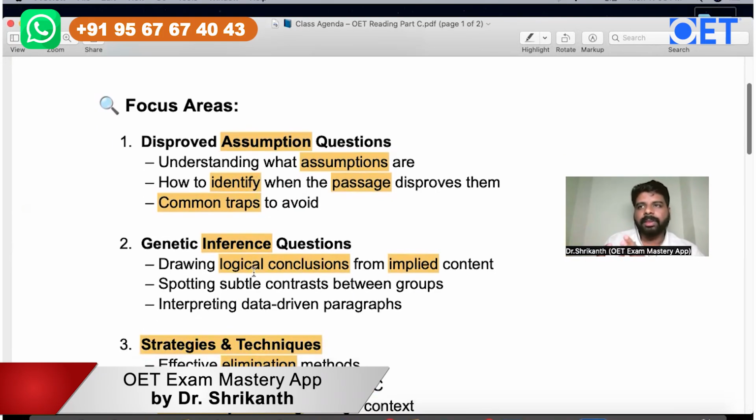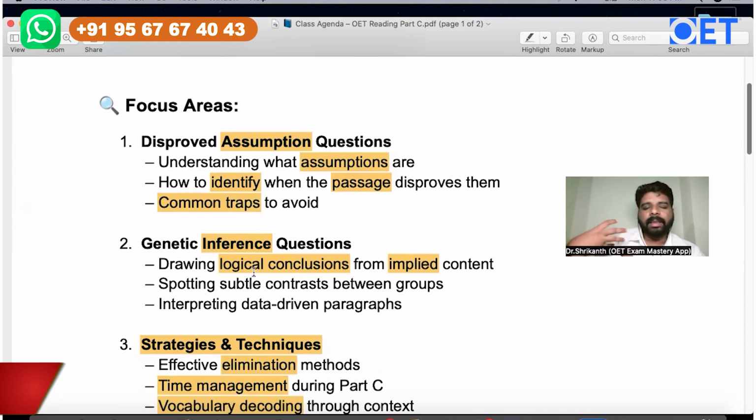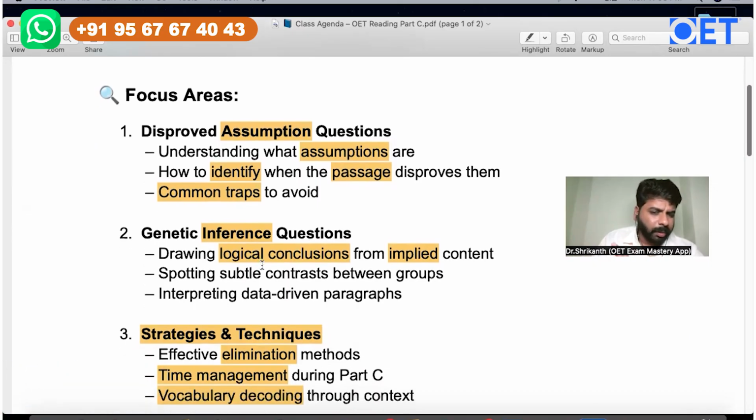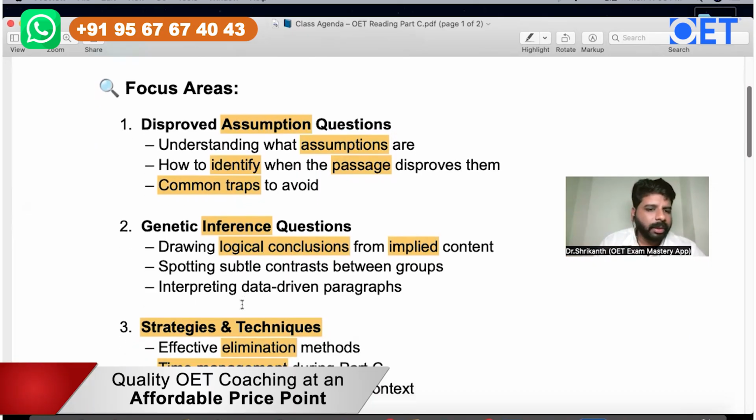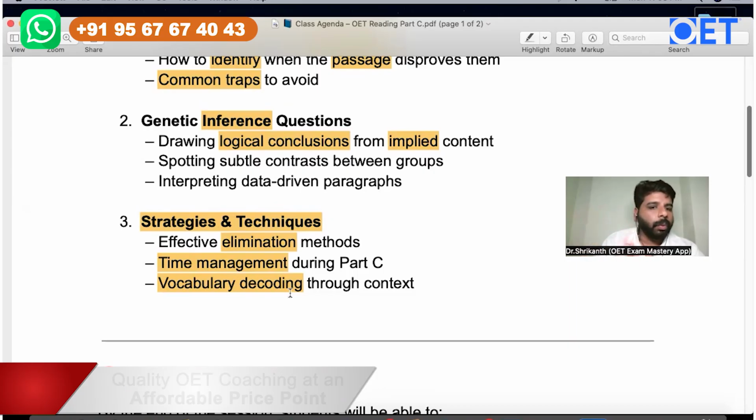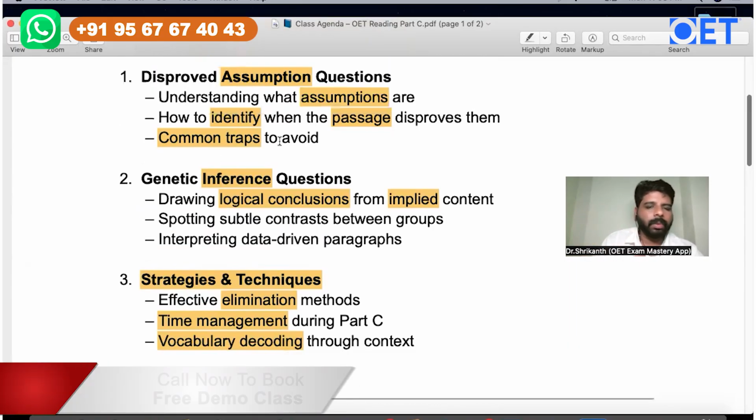So the second question was, they are asking you to think like the author, and what is the suggestion about Lapa's inhabitants made by the author. So it's a genetic inference type question. So there also we need to draw logical conclusions. We talked about going back and forth, and we talked about the right strategies. Okay, that is how to bring in the elimination methods, how to manage your time, okay, on all that, and vocabulary decoding. Okay, so this is what we discussed.